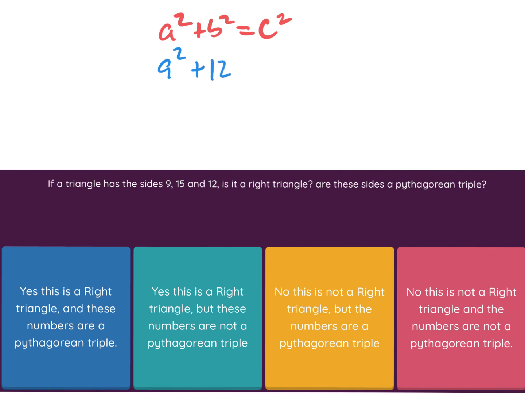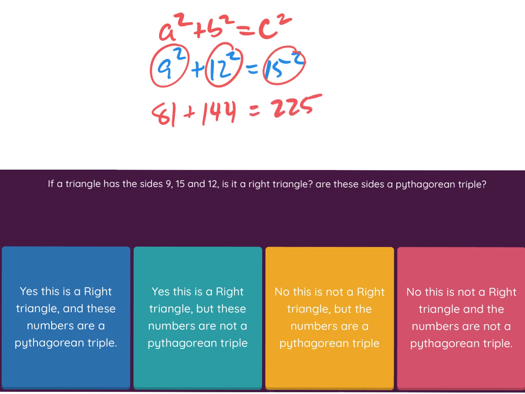12, that's right. So 12 squared equals, what's my c value? 15. C value is always the longest side. So if I did, we're going to do 9 squared, I get 81. 12 squared, that's 144. And 15 squared on a calculator, 15 to the second, to be safe, is 225.